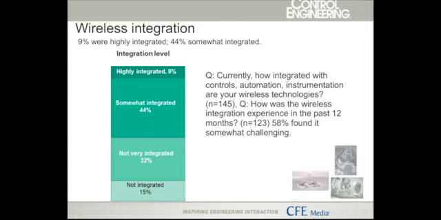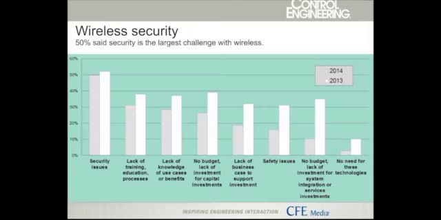44% of respondents reported their controls, automation, and instrumentation are somewhat integrated with wireless technology. Just 9% said they were highly integrated. For those that have attempted to integrate these technologies recently, 58% found the process somewhat challenging.